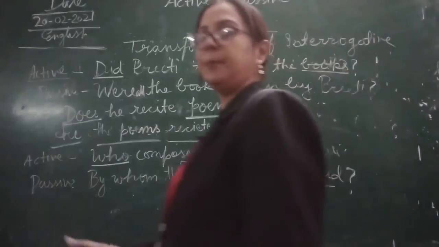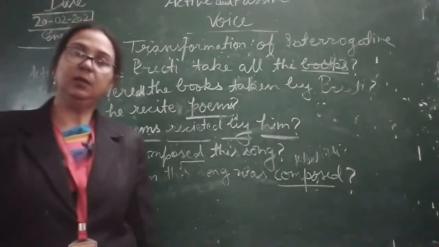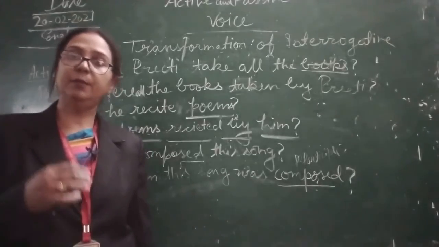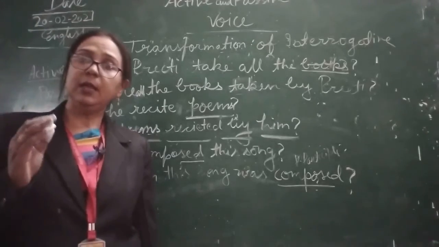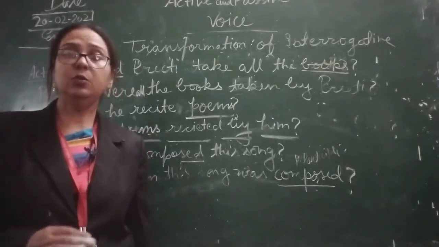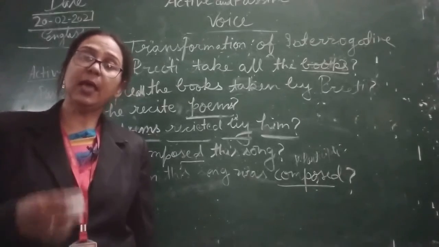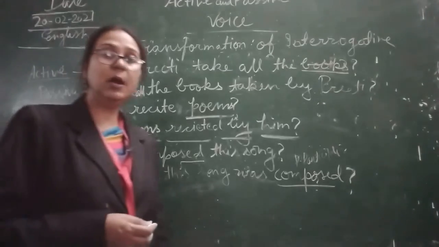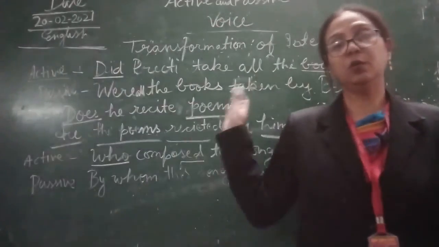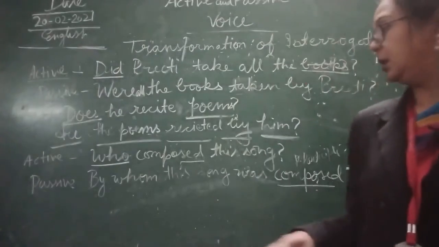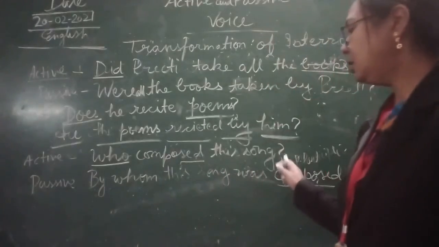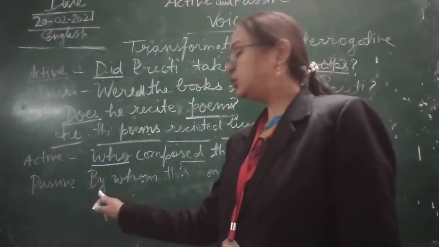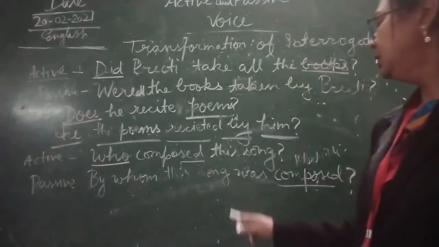See, simple children. If we are revising these types of rules, we have to practice. Otherwise, all rules will be forgotten, and at the end of the day, we cannot do the exercises and the solution properly. So, this is very, very important. Whenever you are practicing or revising any rule, you have to solve few exercises. Now here children, who composed this song? Now again, because who is used over here, that is why we have used by whom this song was composed.